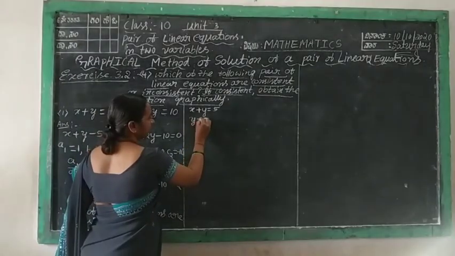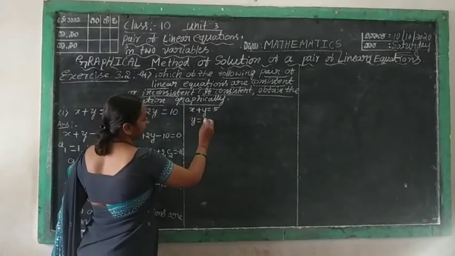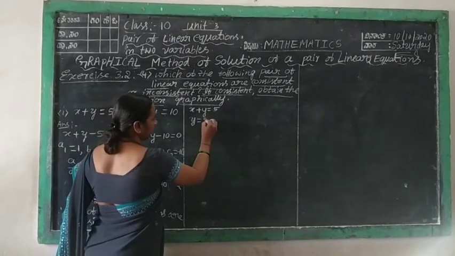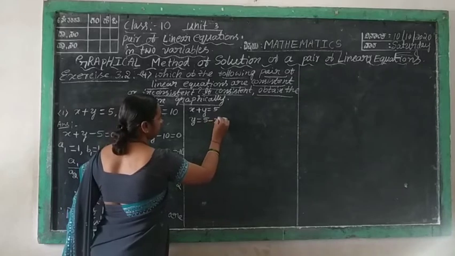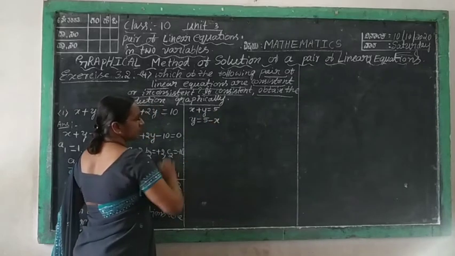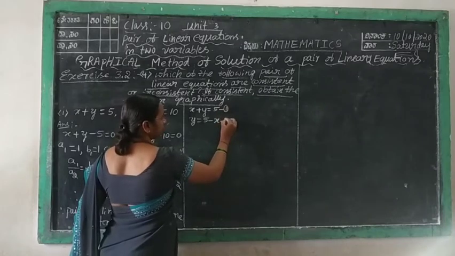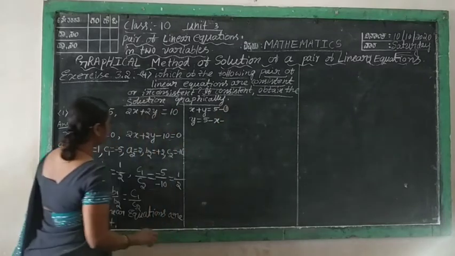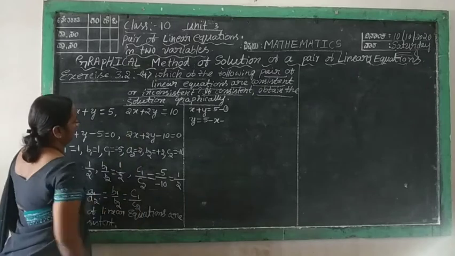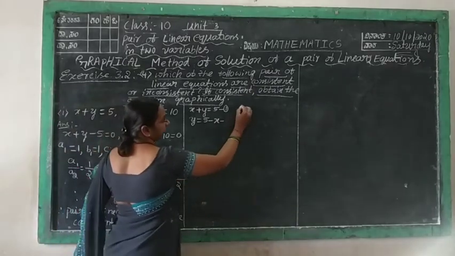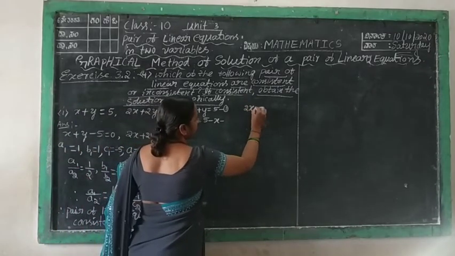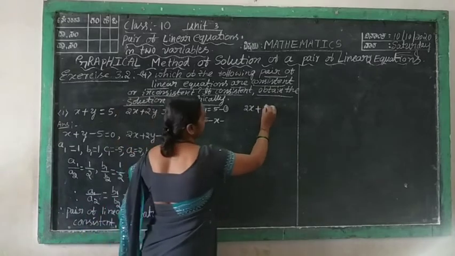Then y is written as it is. Then x is transferred to the RHS, and plus x changes to minus x. Then this is equation 1. Then the other equation is 2x plus 2y is equal to 10.